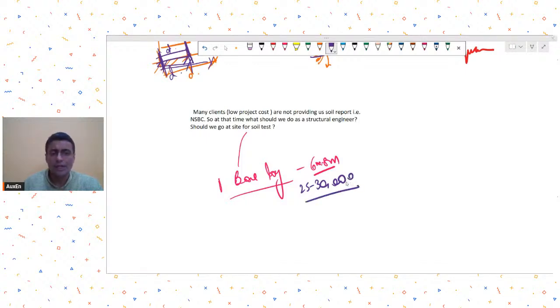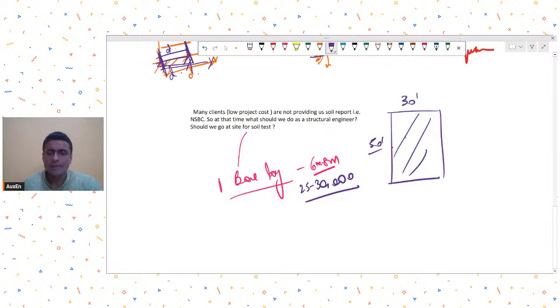So that's a lot of cost if you see, isn't it? That's a lot of cost. So if you are doing a small project, 1500 square feet, small plot, and you are designing this, maybe your consultancy fees will sometimes be lesser than what a single bore log will cost you. So the client is usually not inclined to pay this sort of money to a geotech consultant or a geotech testing agency, isn't it?